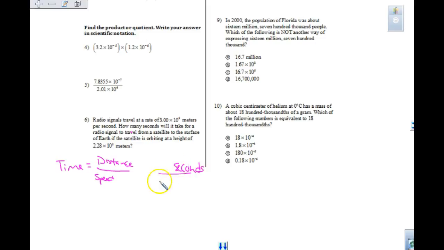So that one does come out. And to me, when it comes out and you're writing it in scientific notation, it makes better sense to leave it as, because you have like 0.76 times 10 to the 0. You want to leave it as 0.76, okay?